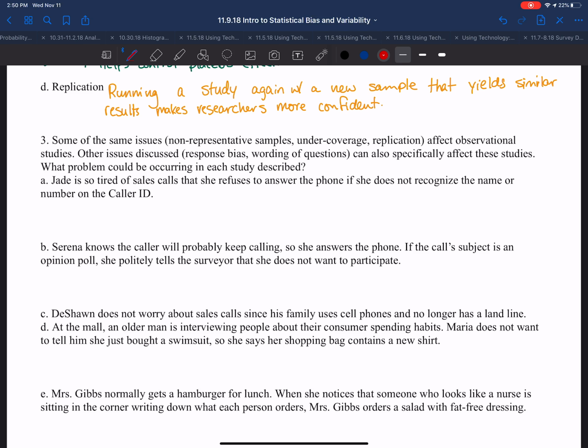So the first one is Jade is so tired of sales calls that she refuses to answer the phone if she does not recognize the name or number on the caller ID. And I agree with Jade. I usually do that too. So this is an example of a poor sample, okay? And the reason is because she's biased. So anytime she sees the phone, if she doesn't know who it is, she's not answering it. So I'm just going to say this is a result of response bias.